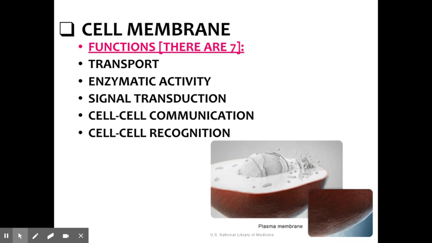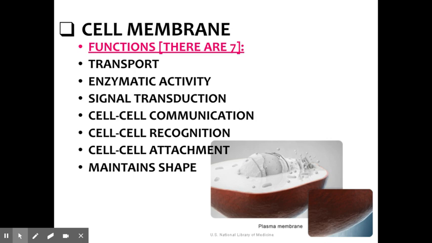It functions in cell-to-cell recognition, so cells can recognize friend versus foe. Are you part of my organism, or are you a pathogen or an invader? Cell membrane functions in cell-to-cell attachment. This allows cells to form tissues, and then tissues form organs, so they kind of attach to each other. And then the plasma membrane also helps maintain the shape of a cell.